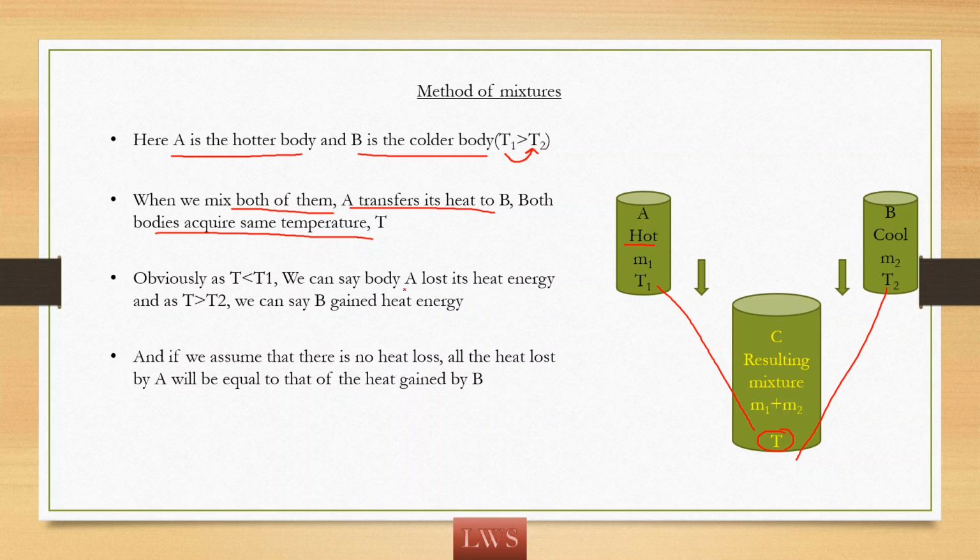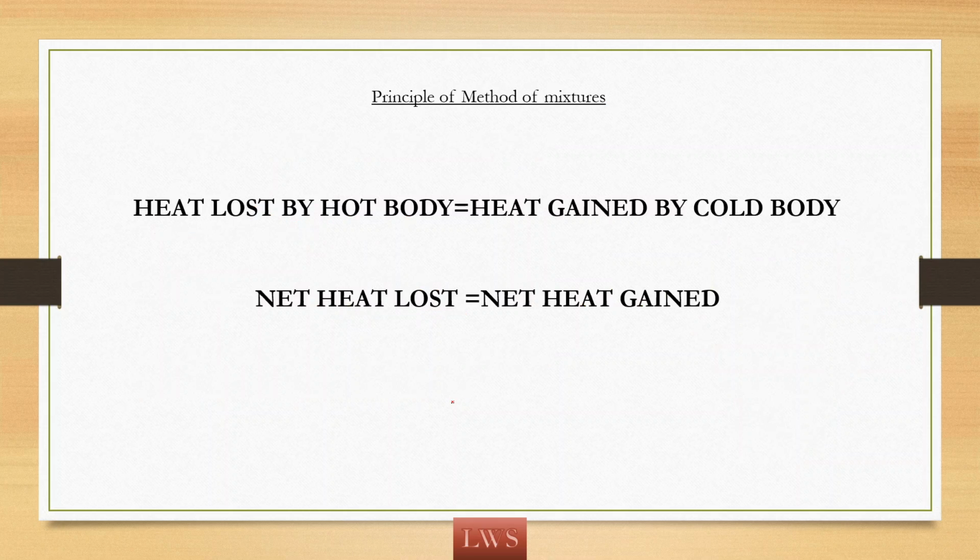So here A lost its heat energy and B is gaining that heat energy. If I am assuming that there is no loss in this energy, all the heat that is lost by A will be transferred to B. So B will gain all the energy that is lost by A. So if there is no heat loss, all the heat lost by A will be equal to that of the heat gained by B. So this is our principle of method of mixture.